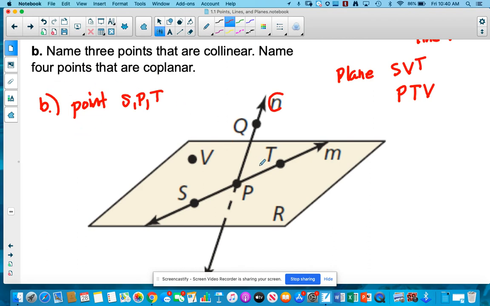And then let's look at the second part. Name 4 points that are coplanar. So points that are coplanar: M isn't one because it is naming the plane, and N isn't because it is naming the line. So 4 points that are coplanar, V, S, P, and T all lie on the same plane.